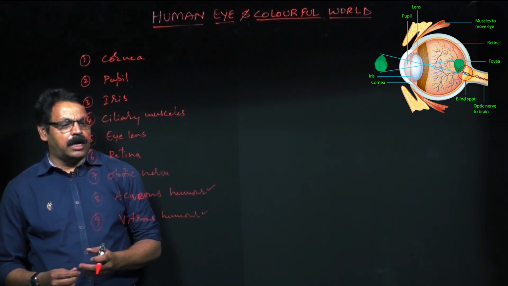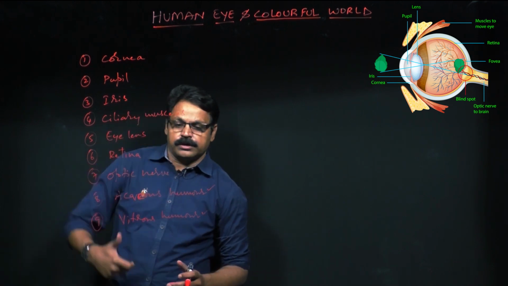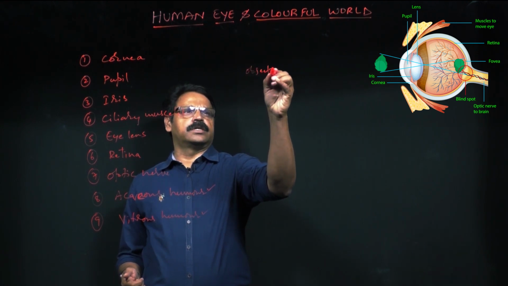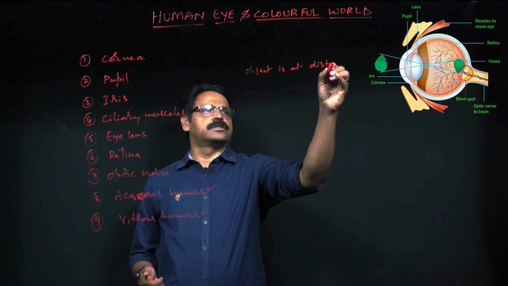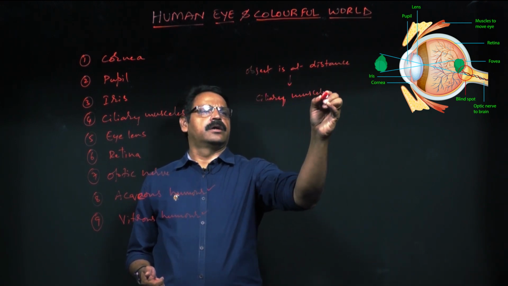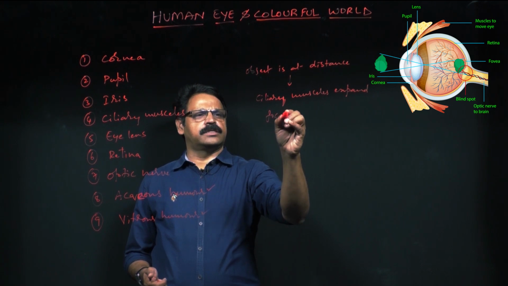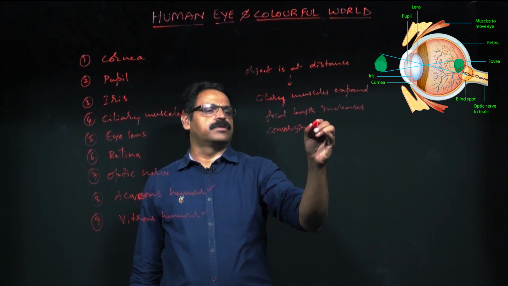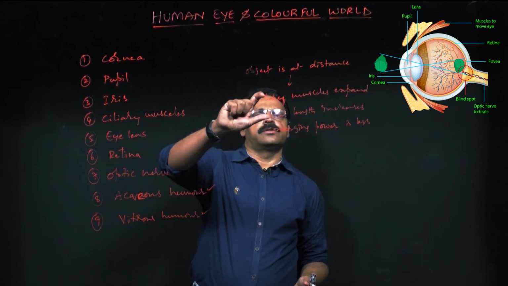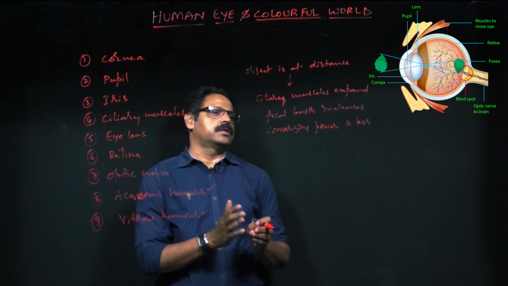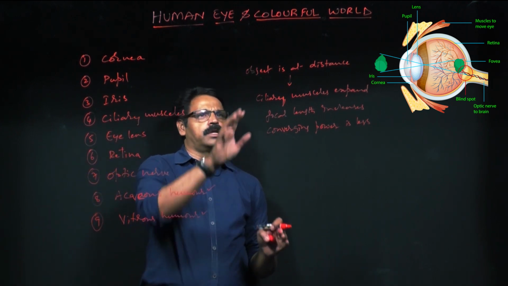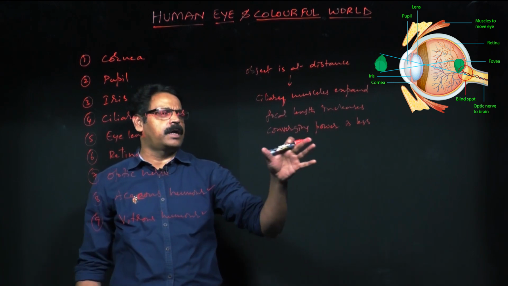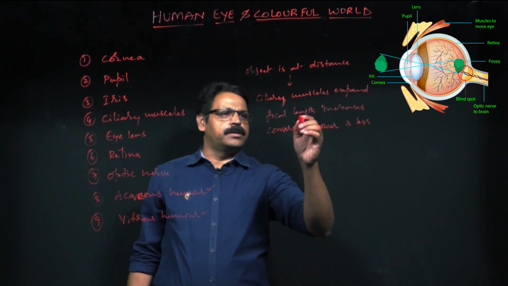Now, in order to focus on an object which is at a distance, the ciliary muscles expand. So the focal length increases, but the converging power is less. So the ciliary muscles will make the eye lens either increase or decrease the focal length depending upon the object. If the object is at a distance, that means to focus the distant object, the ciliary muscles expand. So the focal length of the eye lens increases and it becomes thin.